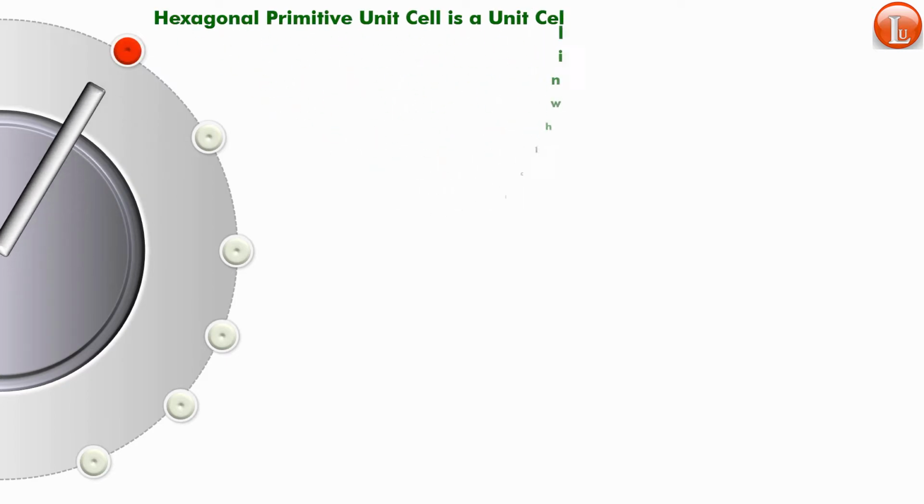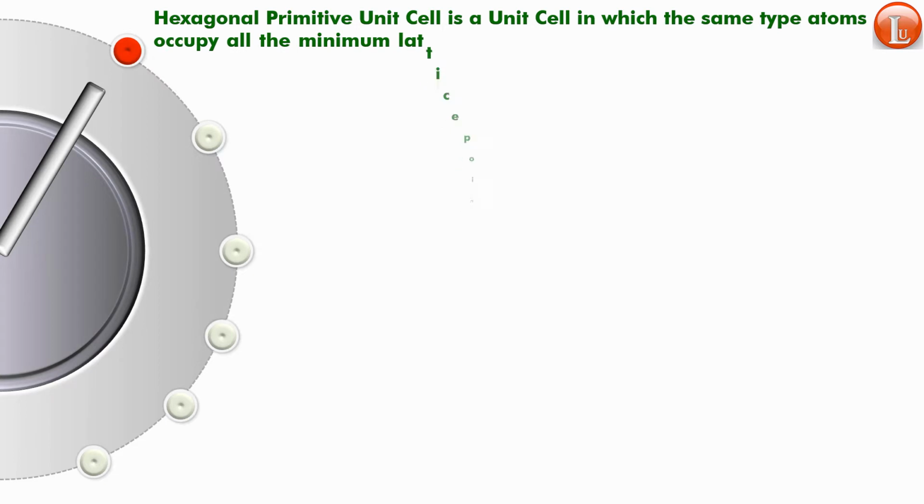For the hexagonal primitive unit cell, we need to understand its definition. It is a unit cell in which the same type of atoms occupy the minimum lattice points to generate the least volume unit cell. Please understand that the word primitive does not necessarily always mean corners. A primitive unit cell is a unit cell that has the least volume in that particular shape.